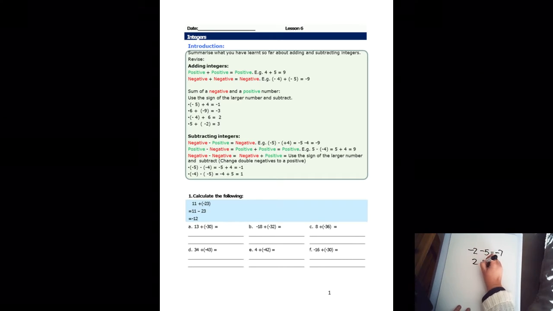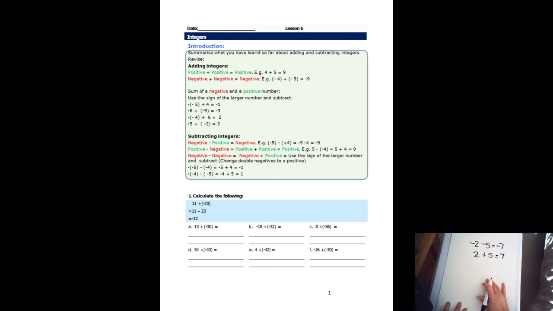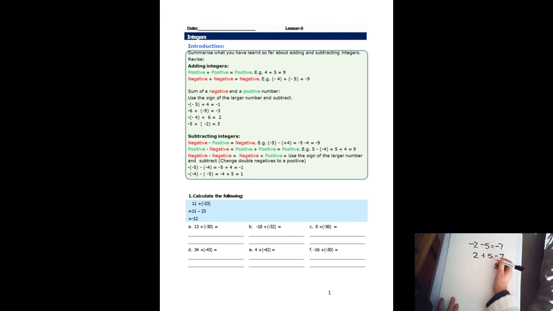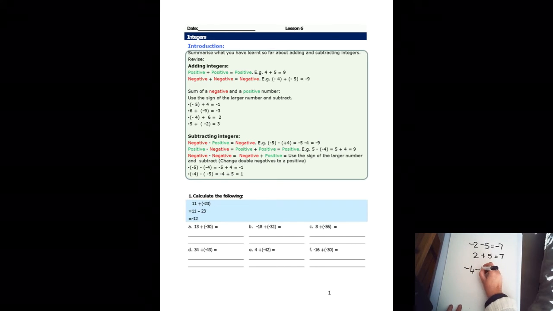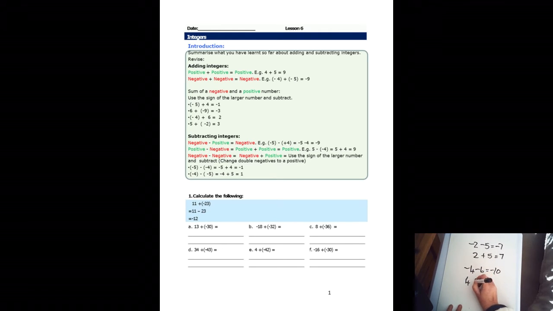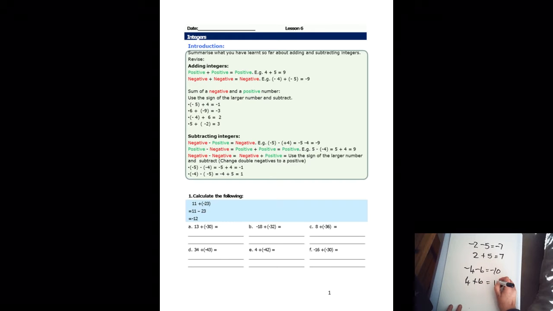So if I say 2 plus 5, +2, +5, that gives me 7. So they are like mirror images of each other. If the numbers are both negative like that, no multiplication, it is a simple sum. So if I say -4 -6, you're going to get -10. And if I say 4 plus 6, you're going to get +10. So they are like mirror images of each other.